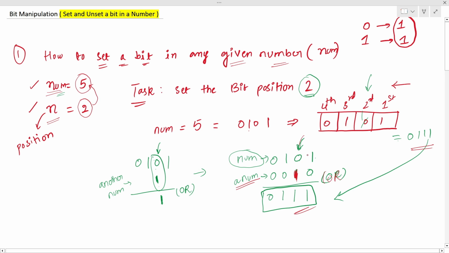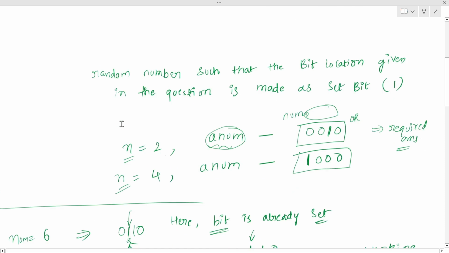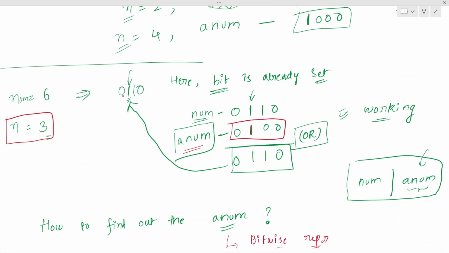Here we have seen the bit was unset, that's why we got the correct answer. We have also seen one more case, where the bit was already set, and you want to make the third position set. Then what's the use of doing it again, right? But we apply the same algorithm again, and we got the same answer. That means this algorithm is actually working. So that is the idea of this question, guys.